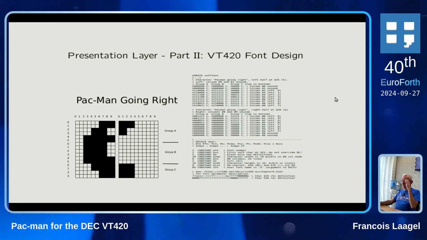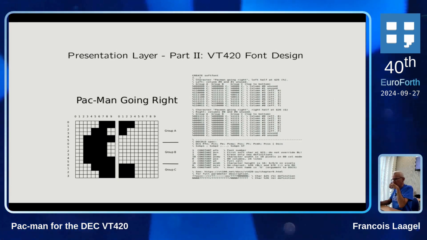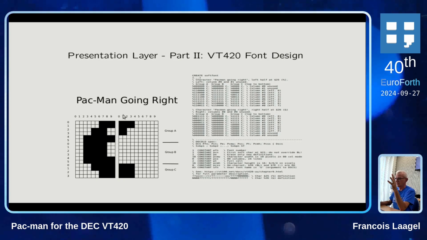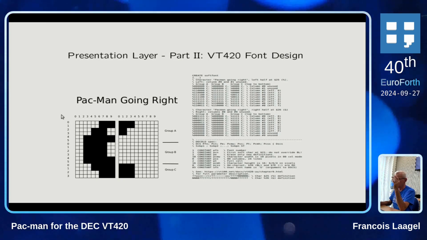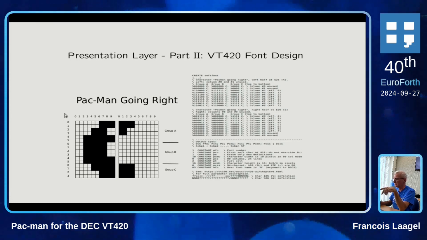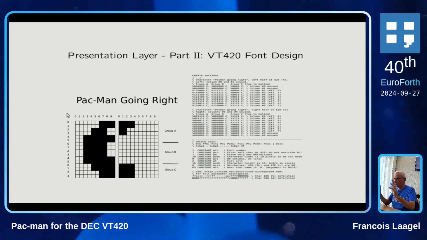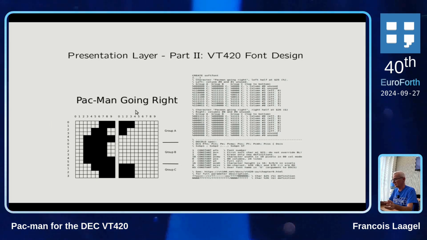So about font design, because it took me 12 days. Essentially, for each double width character, you need to have the ghosts, Pac-Man in each going direction, gobbling, non-gobbling, up, down. All the maze elements are represented by a character pair like this.